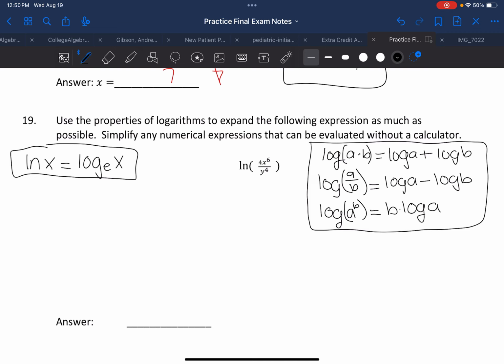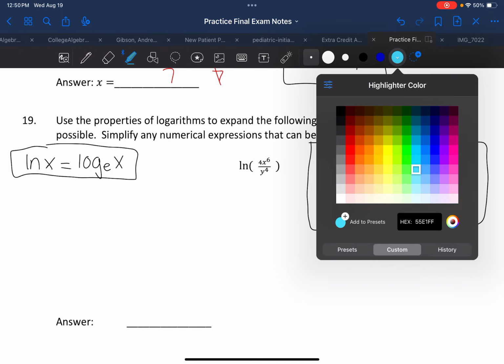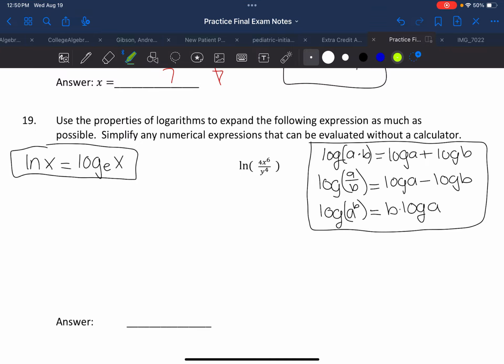Now the first one you want to always use if it's in the expression is the division. So that's this one here, the second one. So we have division, a fraction, in our ln. So the first thing I'm going to do is to rewrite this, taking everything in the numerator. So ln of 4x to the 6th power, and then subtracting ln of everything in the denominator, which is y to the 4th.